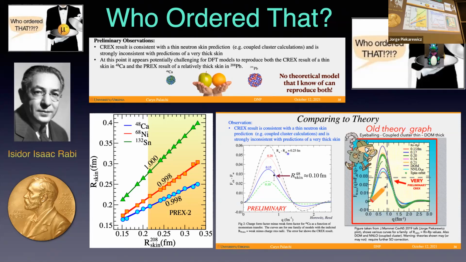The CREX experiment on calcium-48 likes this thing. You can see here the abbreviation DOM. So Vim and collaborators like this thing. You can see that I also like big things. So the question is, how do we resolve that? And we have at this point no idea. I can confidently say that in my opinion, there is no theoretical framework within the nuclear physics community that can simultaneously reproduce a very thick skin in lead and a very thin skin in calcium-48.